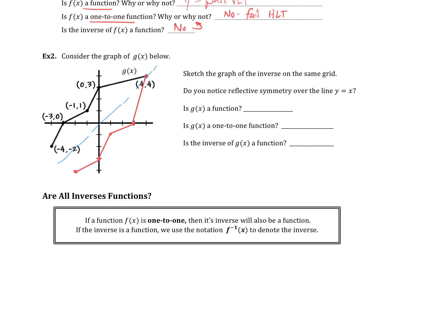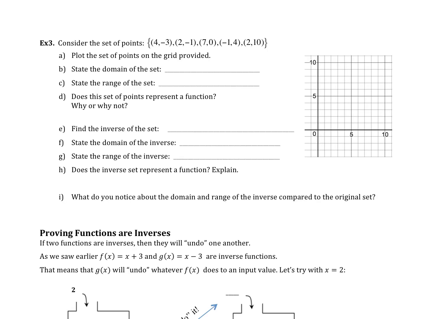Is g of x a function? That's the red one. Oh, no, sorry, that's the black one. The black one is g of x. Is that a function? Yes. Is it one-to-one? Yes. And is the inverse, which is this thing, a function? Yes. Again, these two questions will always be equivalent: is the original one-to-one, and is the inverse a function? They're saying the same thing. So there we go, and guess what? That's exactly what's in the box. You can read that again.